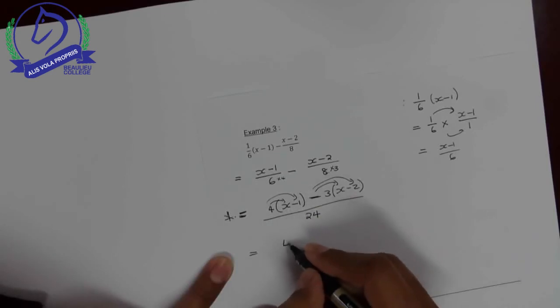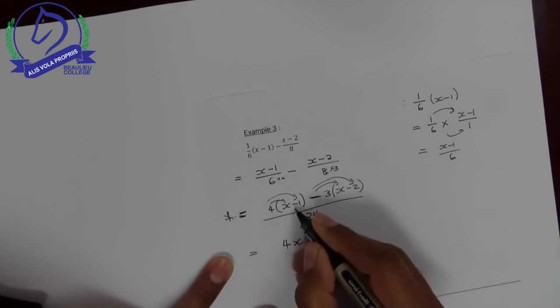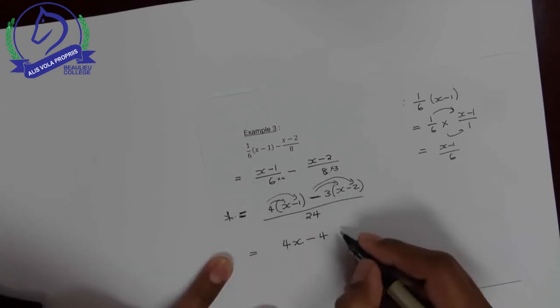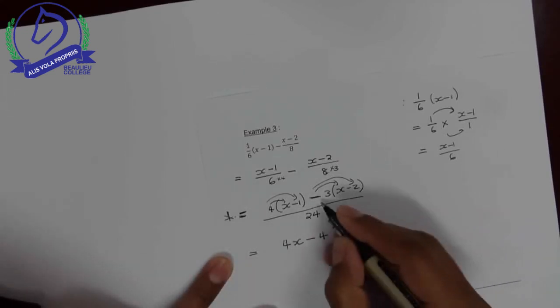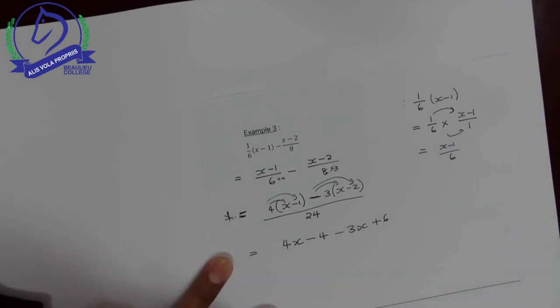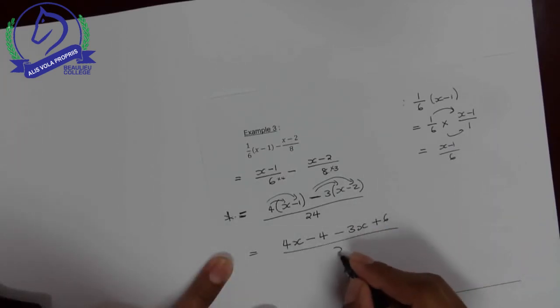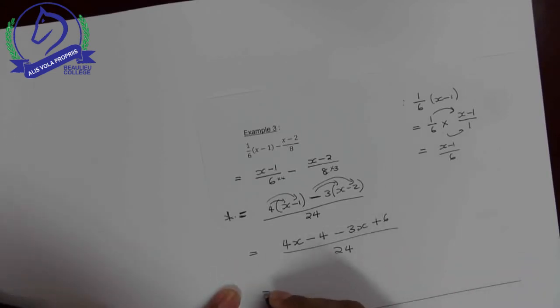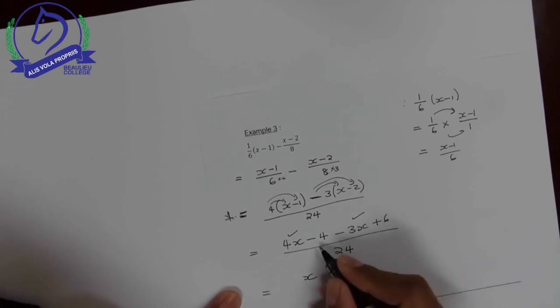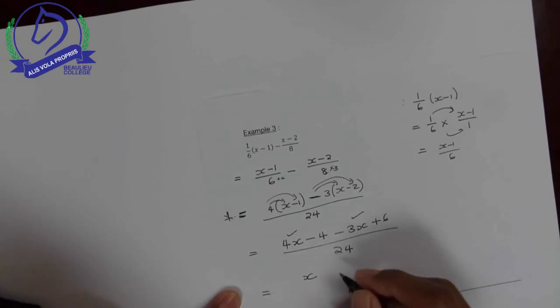4 times x is 4x. 4 times minus 1 is minus 4. Minus 3 times x is minus 3x. Minus 3 times minus 2 is positive 6. Divided by 24. So 4x minus 3x is x. Minus 4 plus 6 is plus 2. All divided by 24.